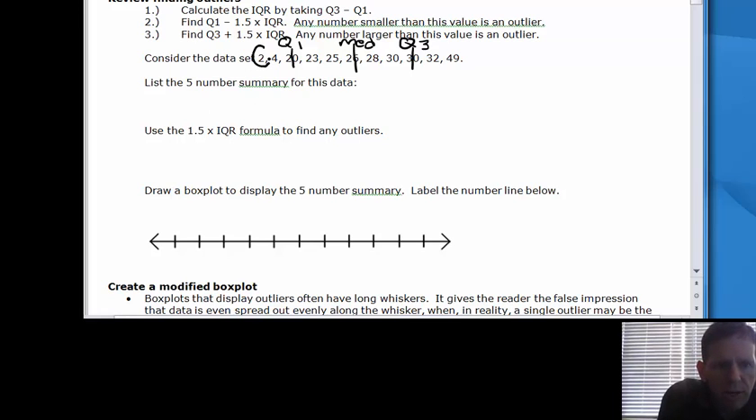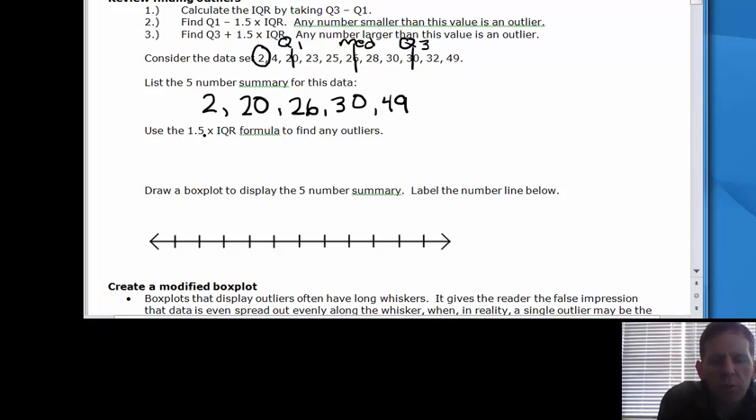our minimum number. That's this number right there, the 2. Q1, the first quartile, which is 20. Our median in the middle there, which was at 26. Q3, which is right here at 30. And our maximum, which was here at 49. You don't have to label them Q1, minimum, maximum. Just list them in this order.